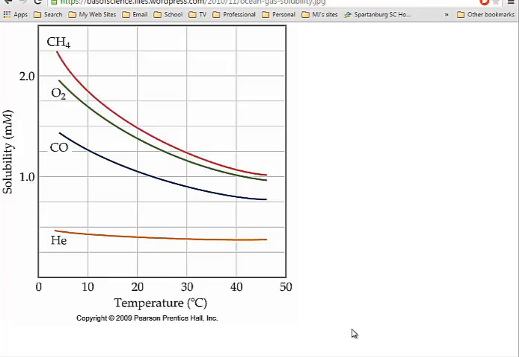Okay, so this is the solubility of gases in water. What can we say about the solubility of gases in water as you increase temperature? Decreases. All right, so gases tend to decrease their solubility as you increase temperature. Solids tend to increase solubility as you increase temperature. Okay? So, what part of the ocean would have the most dissolved oxygen?